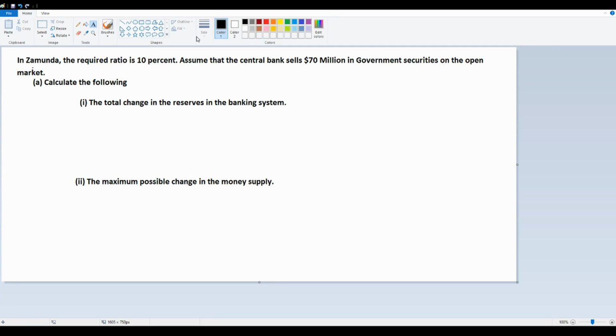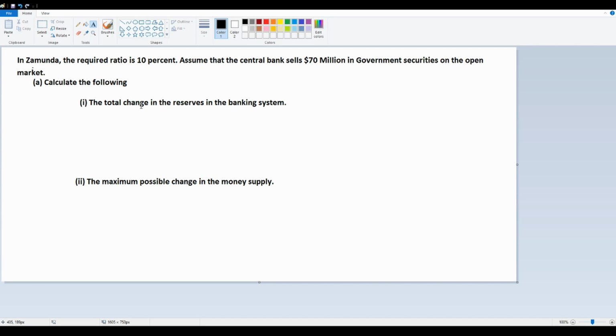And in order to do that, I'm going to be using a scenario in which the monetary policy may come in handy. So the question is, in Zamuda, the required reserve ratio is 10%. Assume that the central bank sells $70 million in government securities on the open market. Part A, calculate the following. The first question in Part A is the total change in the reserves in the banking system.